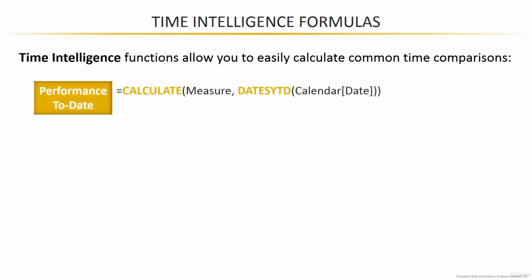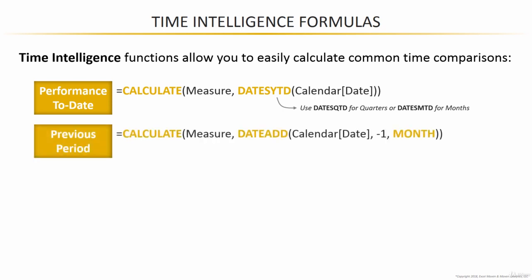So the first one that we're going to talk about is performance to date. So it's going to start with that calculate function. We're going to be calculating some measure, whatever you choose. Could be orders, could be revenue, returns, profit, whatever it might be. And then we're going to use the dates YTD function in here and point to a date field in a calendar table. Now, dates YTD calculates a year-to-date total, but you can swap in other variations like dates QTD for quarter-to-date or dates MTD for month-to-date.